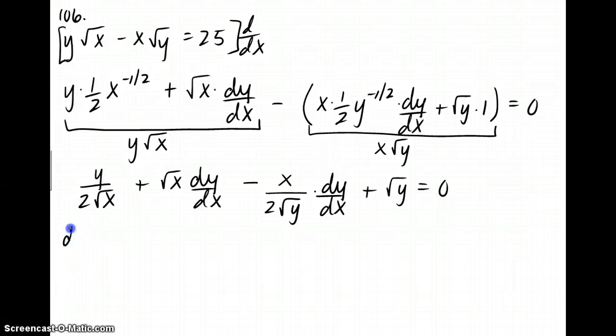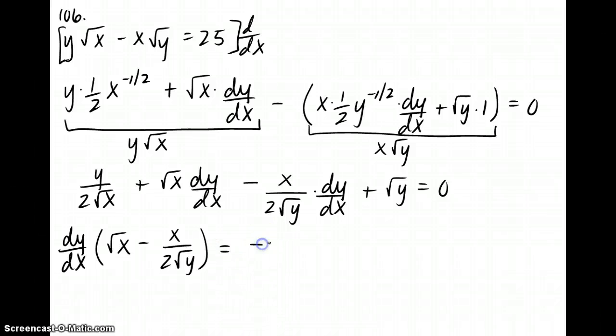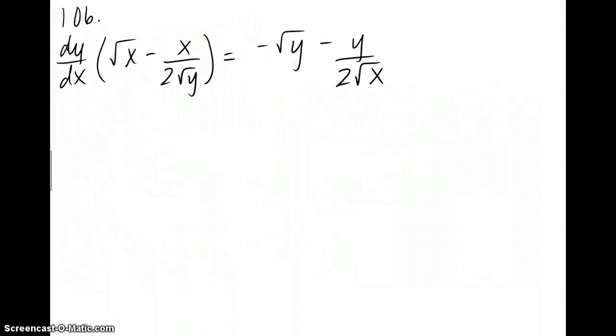Okay, so on the left hand side I'm going to keep the dy/dx's and I'm going to factor that out. Then I'm going to subtract the terms that do not have the dy/dx in them. Okay, now look on both sides of the equal sign. We're going to need common denominators here. So common denominators on the left-hand side. Common denominator is 2 root y. So I'm going to need to multiply the first fraction by that 2 root y.